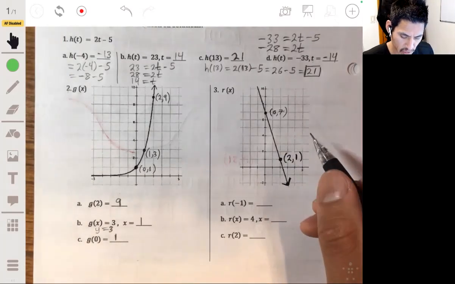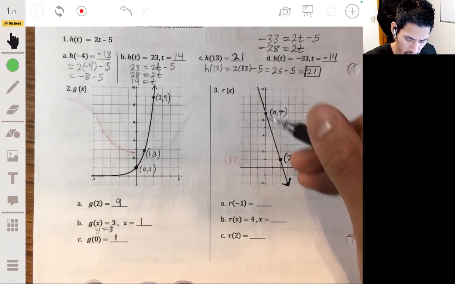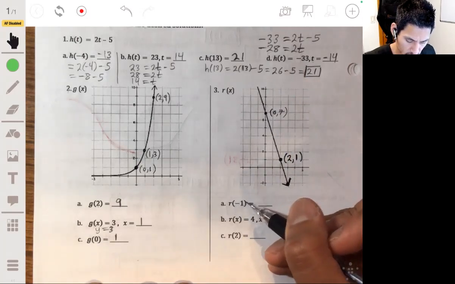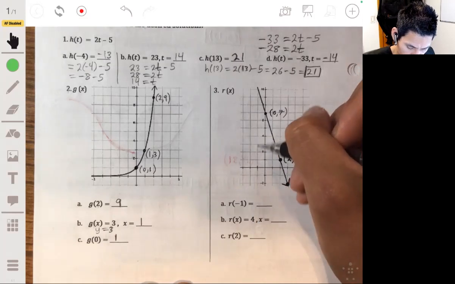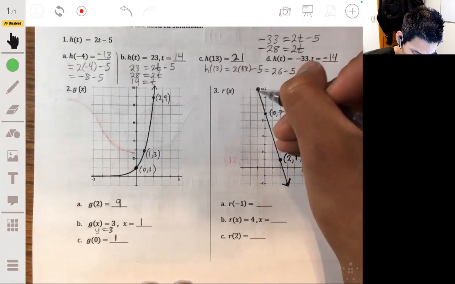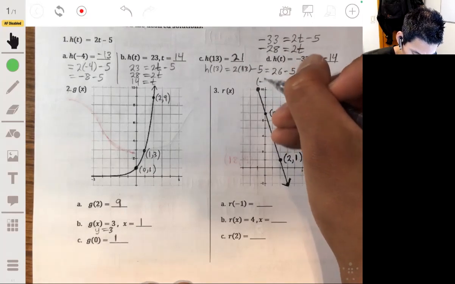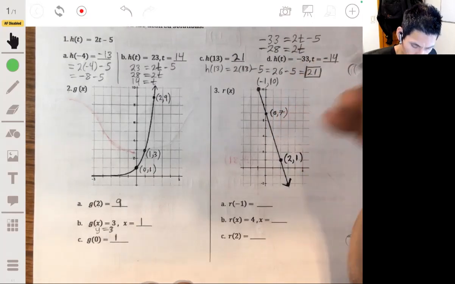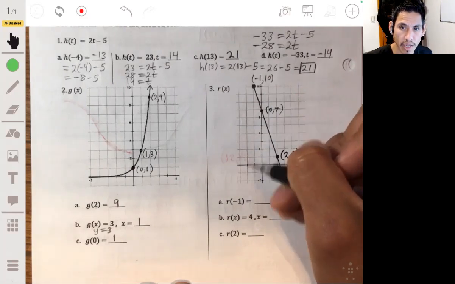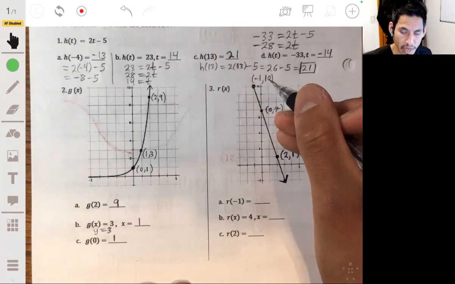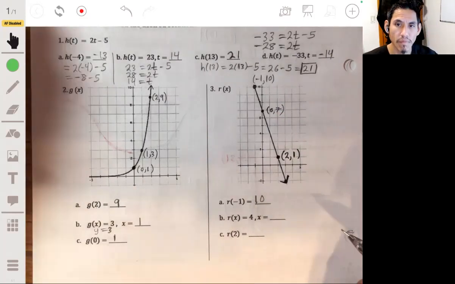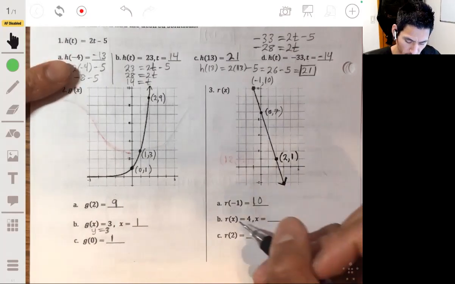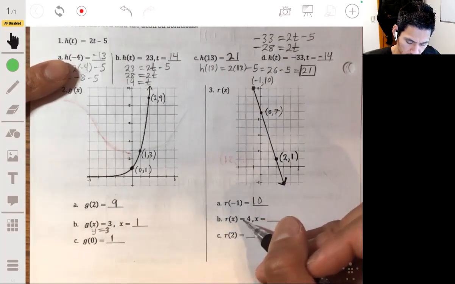And for the r of x graph, looking at this line, r of negative 1. What's the y value when the x value is negative 1? Negative 1 going on the graph, we're looking at this point over here, which is going to be at negative 1. Looks like negative 1, 10. So when x is negative 1, y is 10. So r of negative 1 is 10.